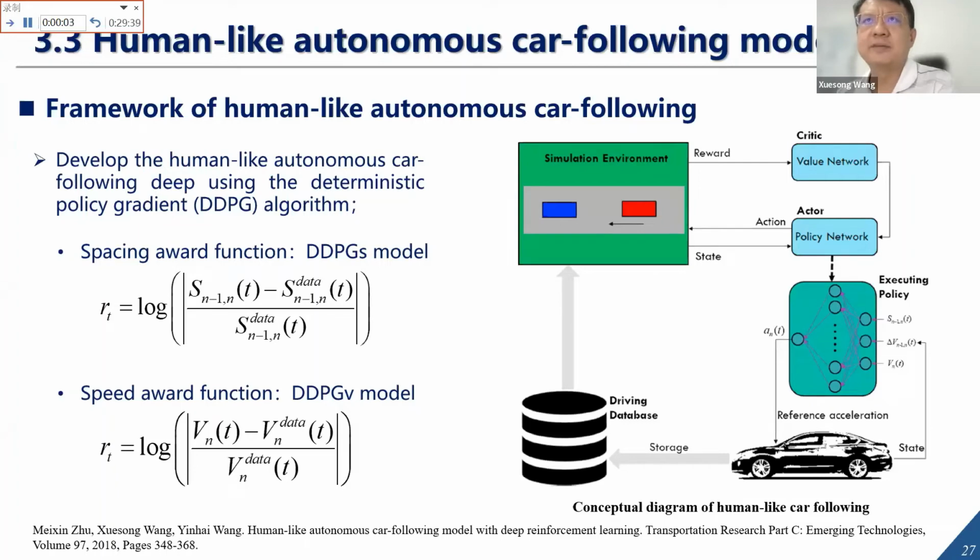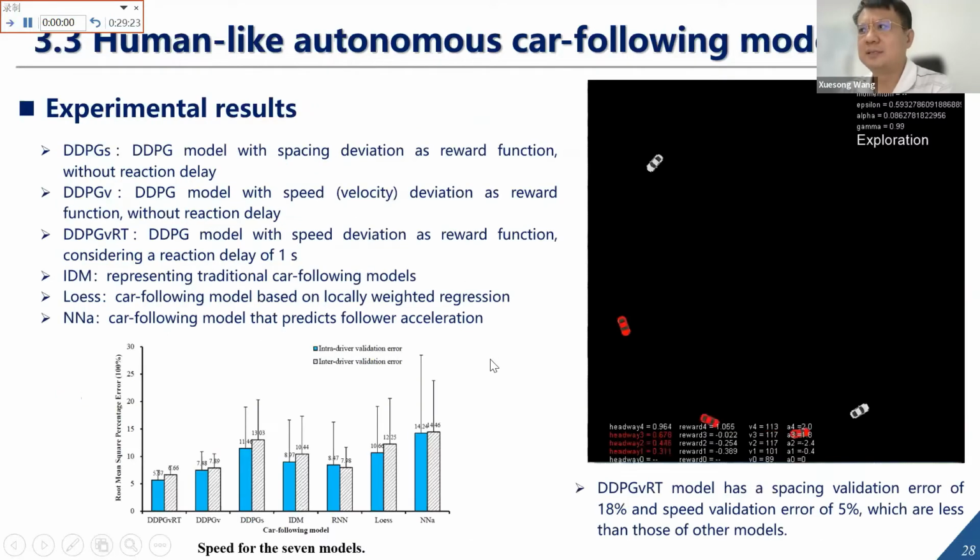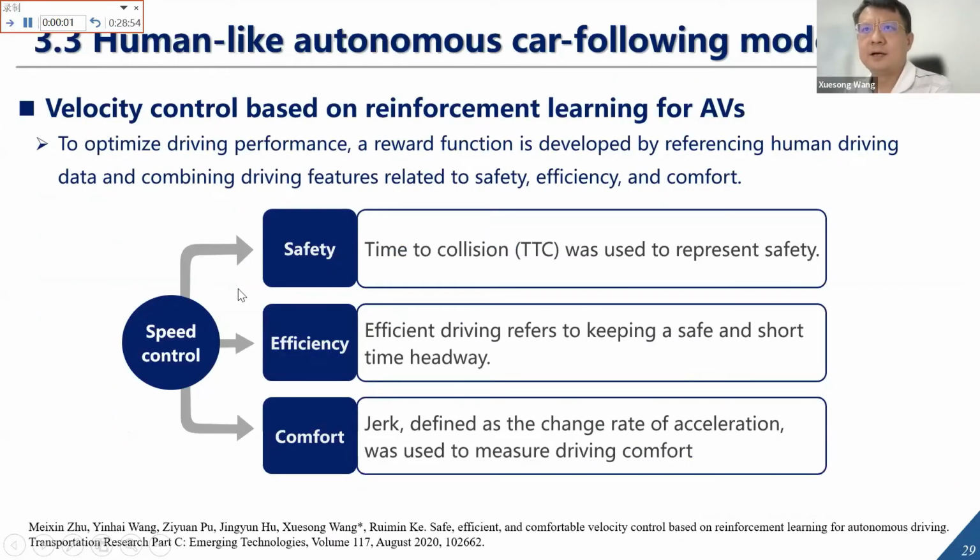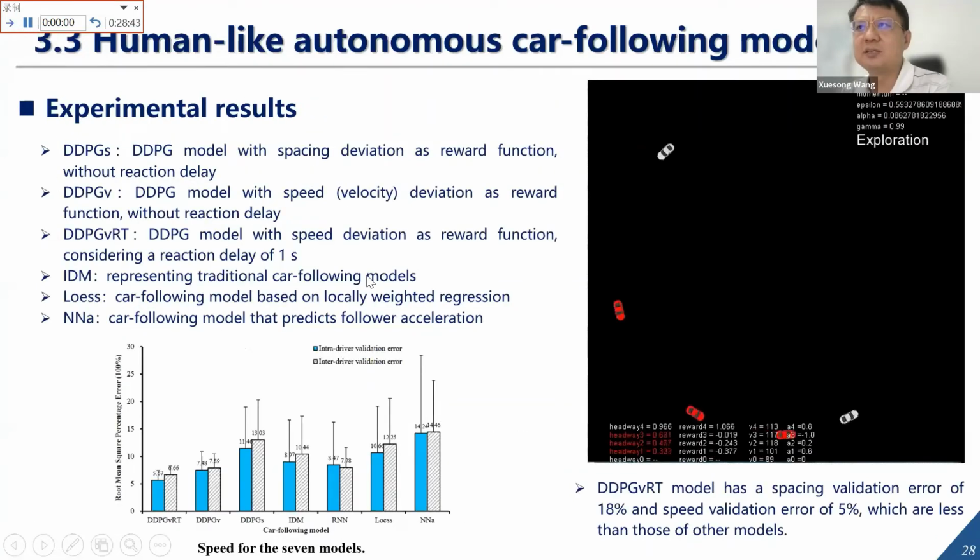Then we used the Shanghai Naturalistic Driving Study data to calibrate human-like autonomous car-following, which was conducted 5 years ago and published in 2018. So we set up this framework and used the DDPG algorithm to calibrate the human-like autonomous car-following models. So this is the model performance here. For this model, we actually compared different types of modeling methodologies. This is just to learn from the human drivers.